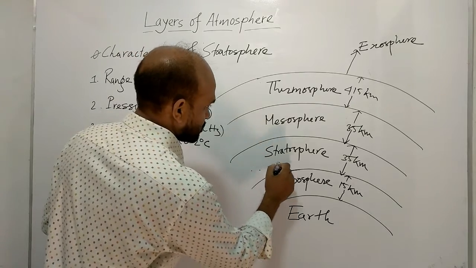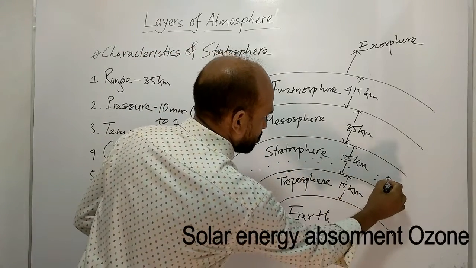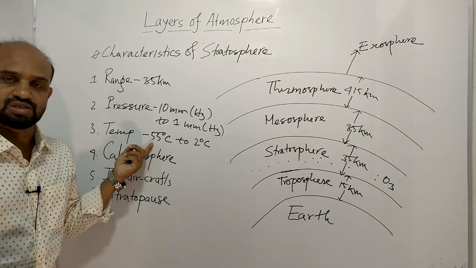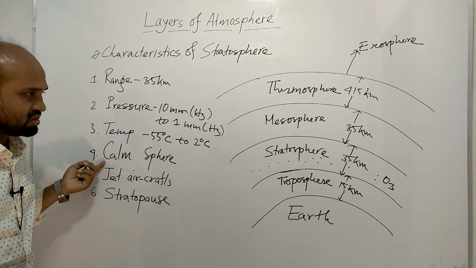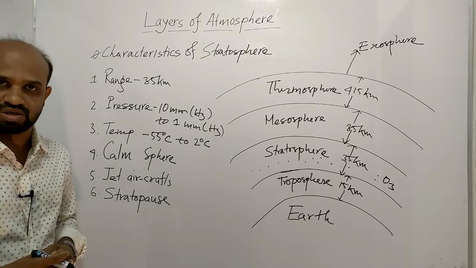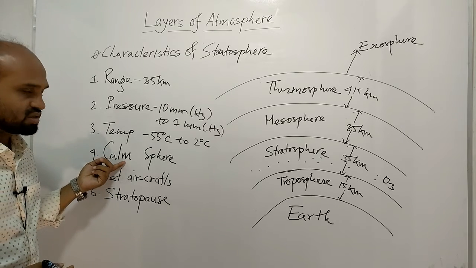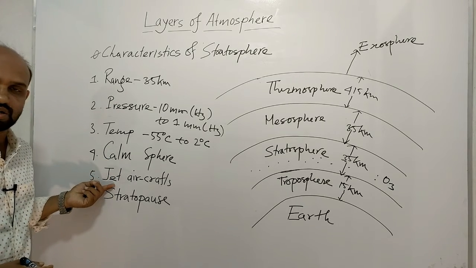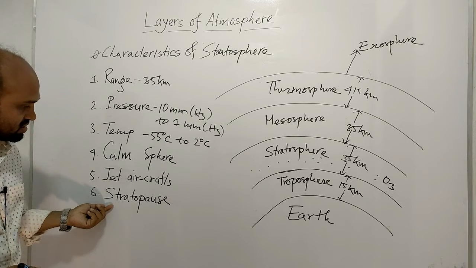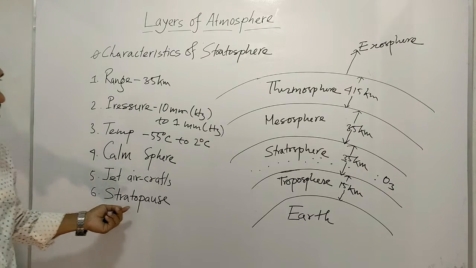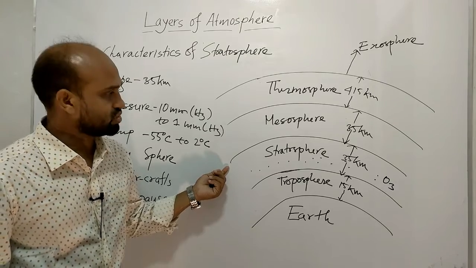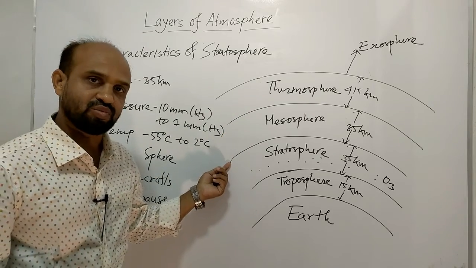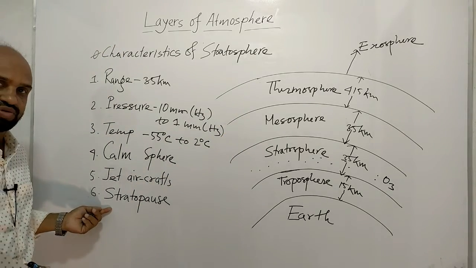In this region, solar energy absorbent ozone gas is present. That is why in this region temperature is increased. In this region no cyclonic storms occur. That is why this region is called calm sphere. In this region jet aircrafts fly. And another point is stratopause. There exists a thin aerobic layer between stratosphere and next mesosphere. This thin aerobic layer is known as stratopause.